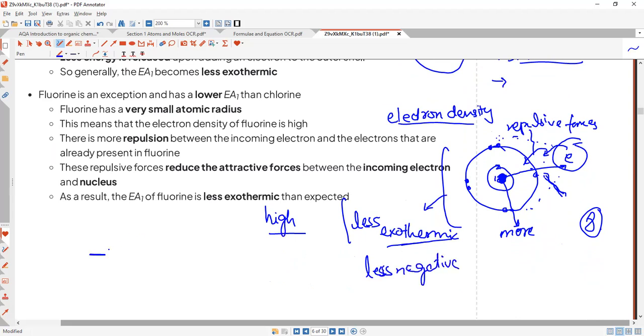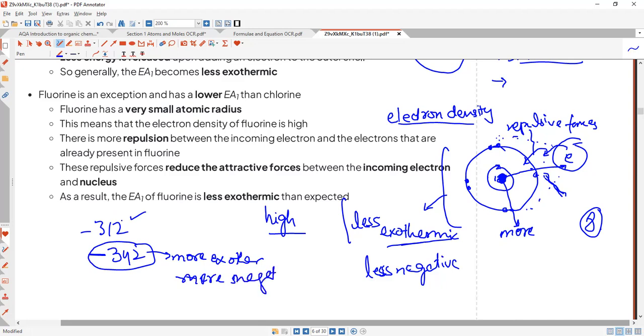Let's say you have two values, minus 342 and minus 312. Which one is the bigger one? Bigger in number is 312, but 342 is bigger in negative, so it is more exothermic. More exothermic means more negative and a smaller value. And this one is a higher number.